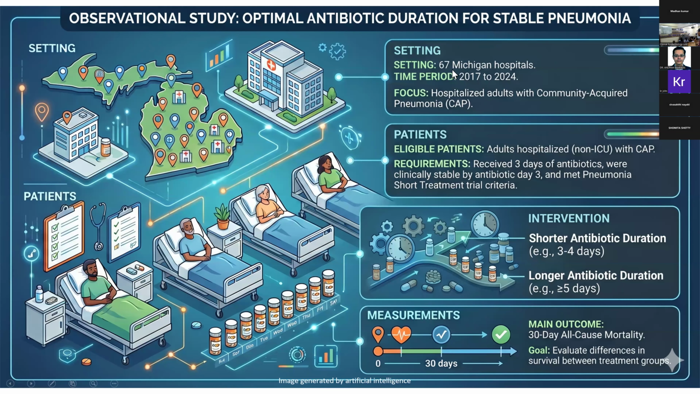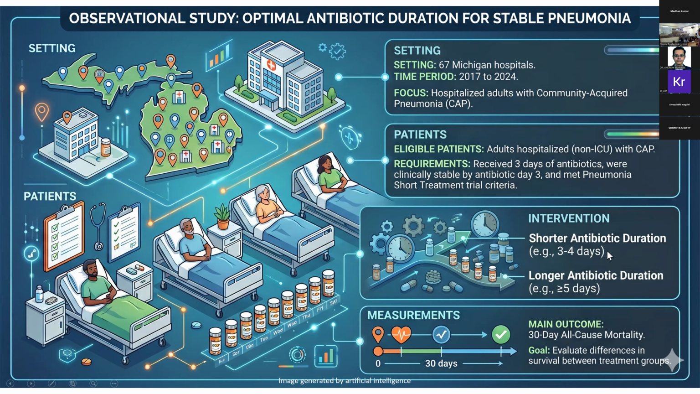Basically, the setting was 67 hospitals across Michigan from 2017 to 2024. They looked at hospitalized adults with community acquired pneumonia in a non-ICU setup. They had to have received at least 3 days of antibiotics, been clinically stable by antibiotic day 3, and met the pneumonia short treatment trial criteria. This pneumonia short treatment trial is the one I was talking about from Lancet. I will put up that criteria.